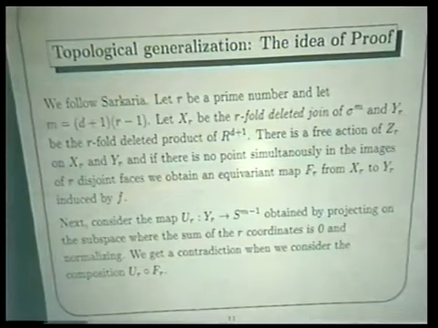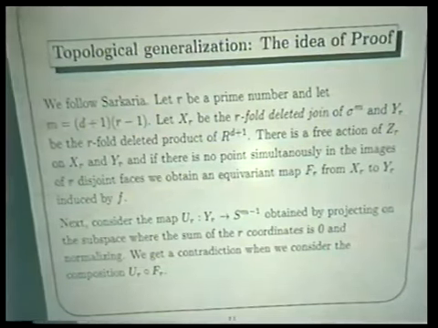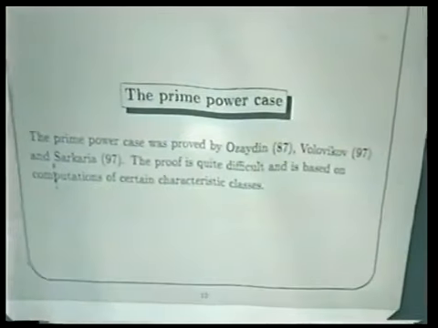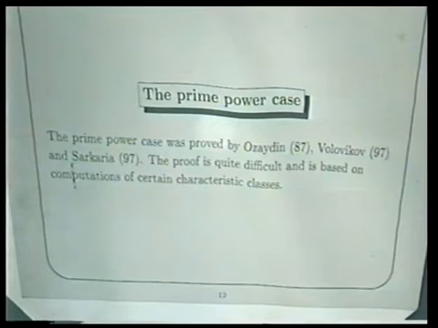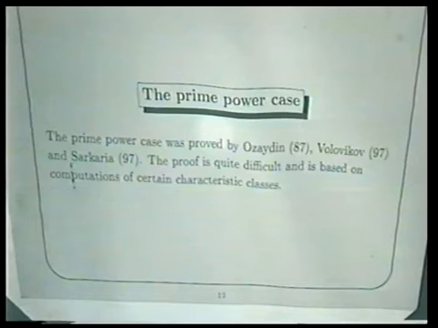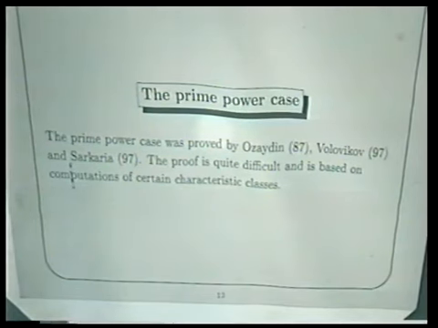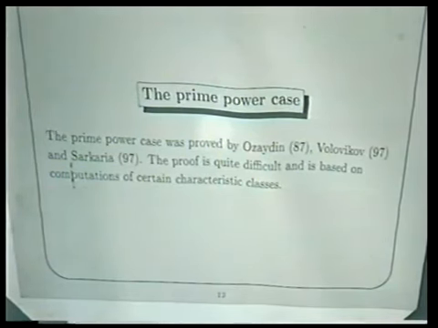Now, a further extension was done more recently by Özaydin and then Volovikov, and again by Sarkaria, to prove this conjecture that I mentioned before about the topological theorem. Well, you use it in several places, both in the free action and also to derive the contradiction from the topological theorem. So you use it in several places.